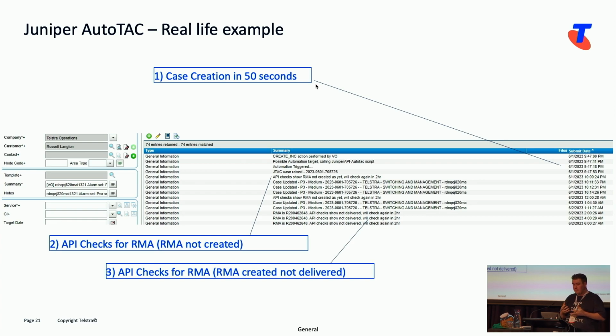Then from there, every 2 hours, we are monitoring to see, has the RMA been created, and also has the part been delivered. In step 2 there, we're doing a check of the API to see whether the RMA has been created. You can see there it says, API checks show that the RMA hasn't been created as yet. Then on step 3, it continuously checks, and we can see that the RMA number is now there, but the part has not been delivered as yet. So it's still in transit.